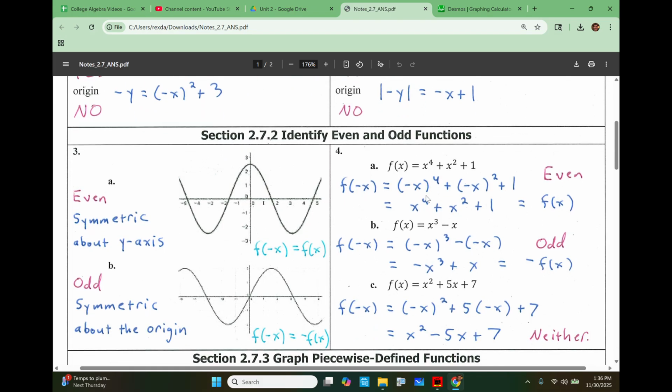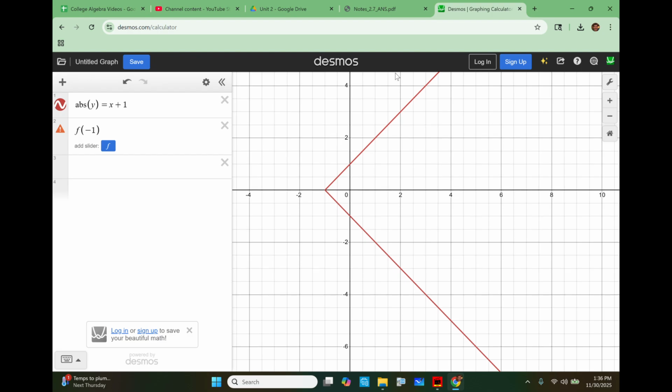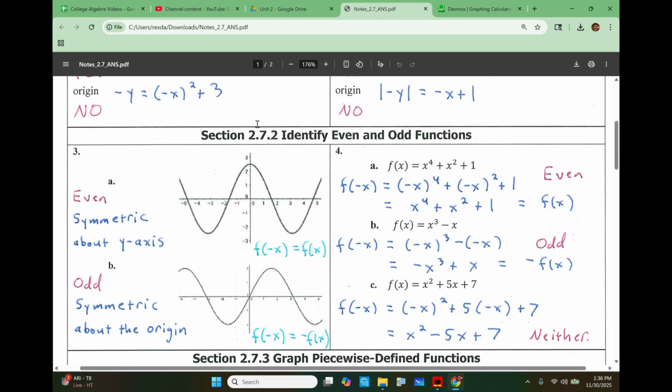So if we're talking functions, we're not going to add in x-axis symmetry because a function cannot have x-axis symmetry, because it would fail the vertical line test. So functions can have y-axis symmetry, and we call that even functions, or it can have origin symmetry, and we call those odd functions. So this graph here is symmetric about the y-axis.